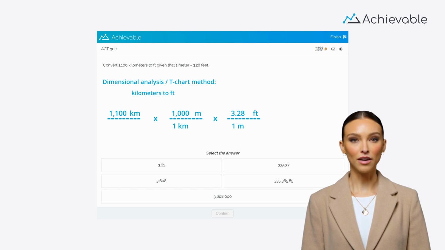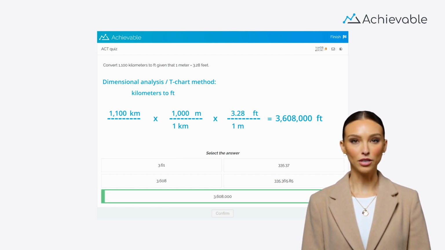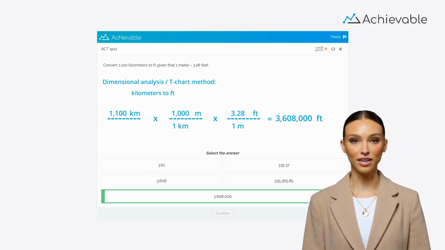Let's calculate. 1,100 times 1,000 times 3.28 equals 3,608,000. Bottom is just 1, so we divide. 3,608,000 divided by 1 equals 3,608,000 feet. So the final answer is 1,100 kilometers, which equals 3,608,000 feet. And that's how you convert using a T-chart.